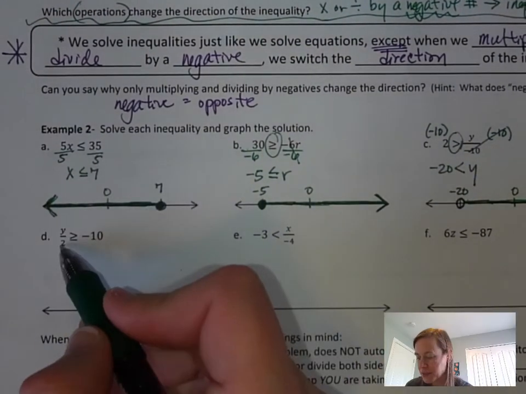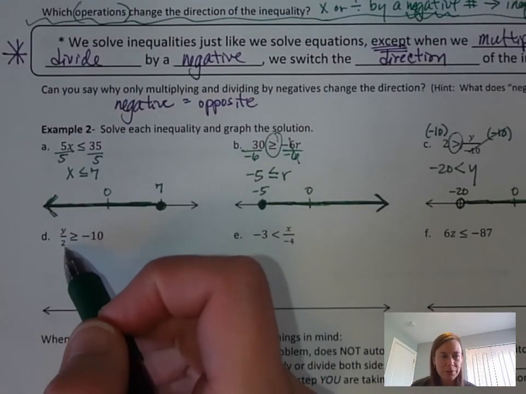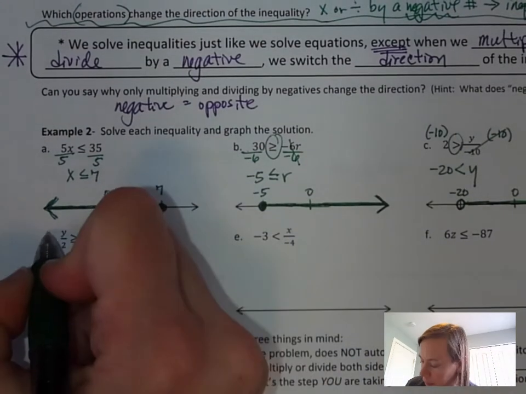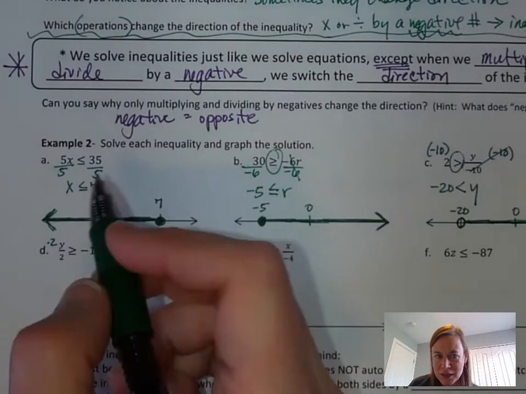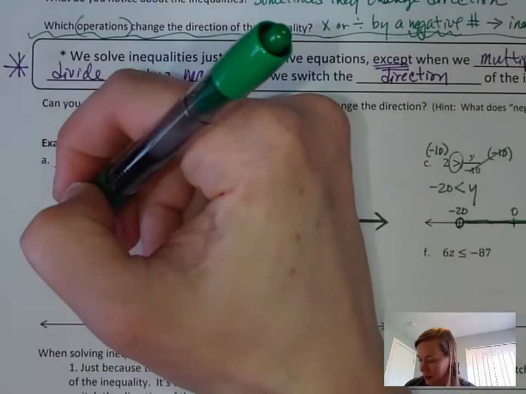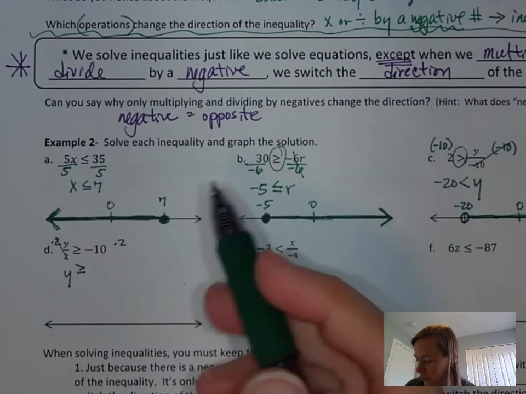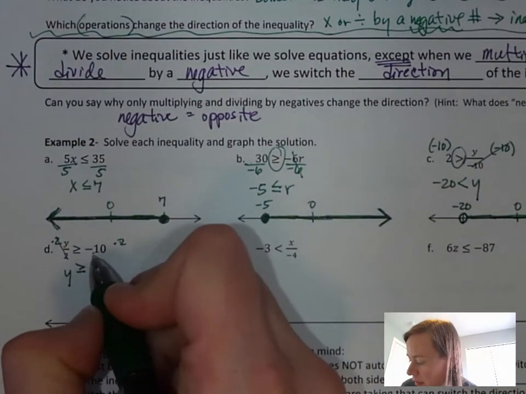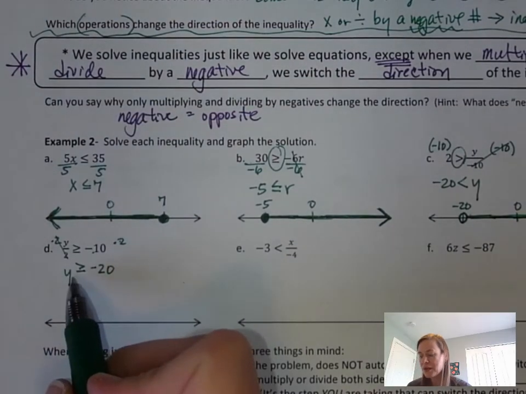Okay, y divided by 2 is greater than or equal to negative 10. Okay, so we have a division problem here. Let's get rid of the 2 in the denominator by multiplying by 2 on both sides. Sometimes I use the parentheses, sometimes I use the dot. Both work. These are going to cancel. You're left with y is greater than or equal to negative 10 times 2 is negative 20. So y is greater than or equal to negative 20.